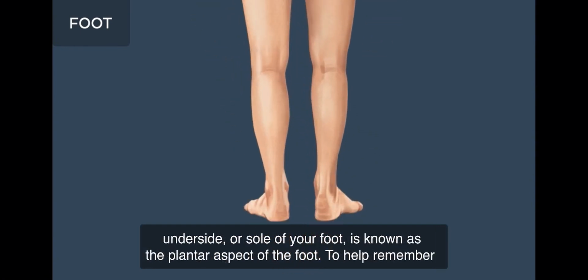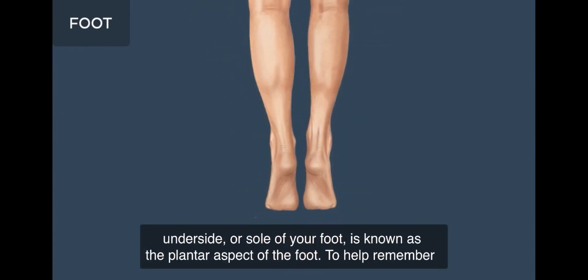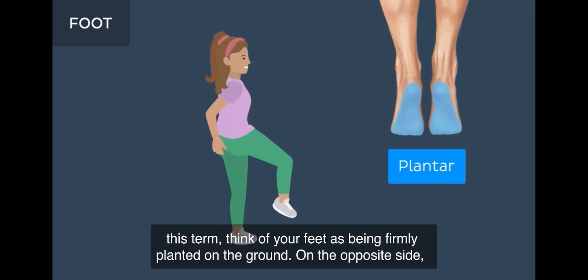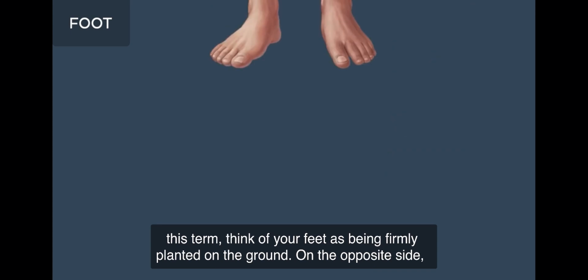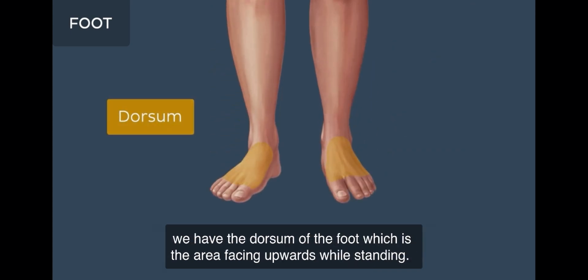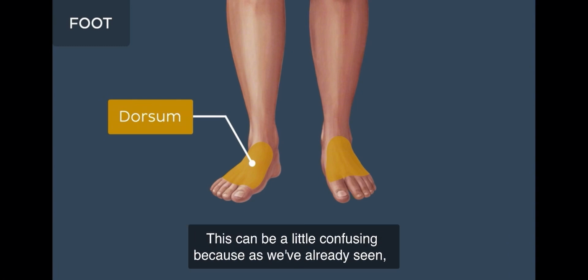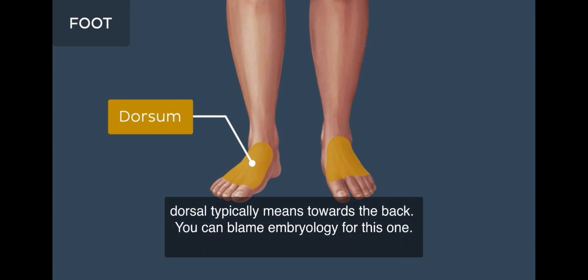We're going to move on now to the feet. The underside or sole of your foot is known as the plantar aspect of the foot. To help remember this term, think of your feet as being firmly planted on the ground. On the opposite side, we have the dorsum of the foot, which is the area facing upwards while standing. This can be a little confusing because, as we've already seen, dorsal typically means towards the back. You can blame embryology for this one.